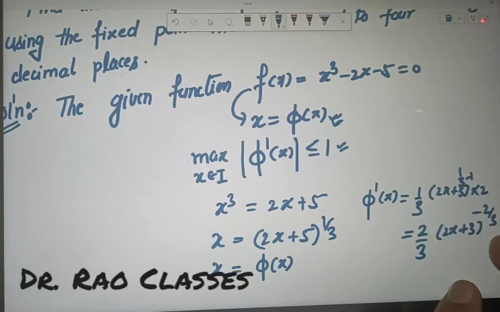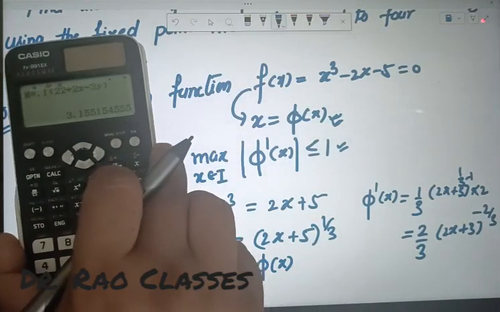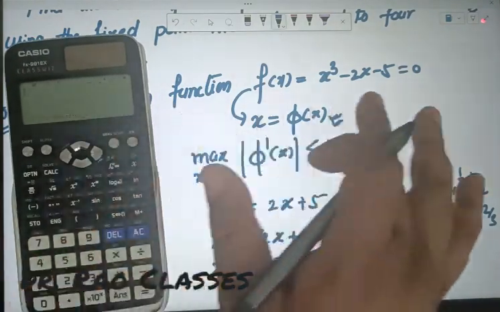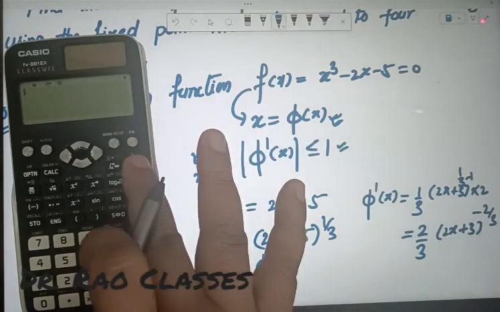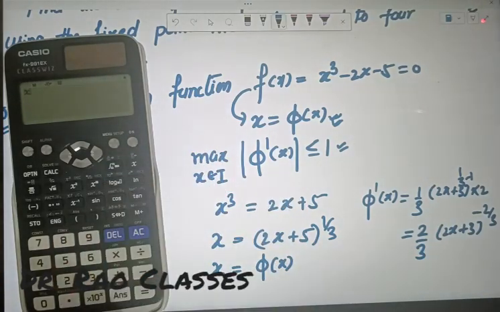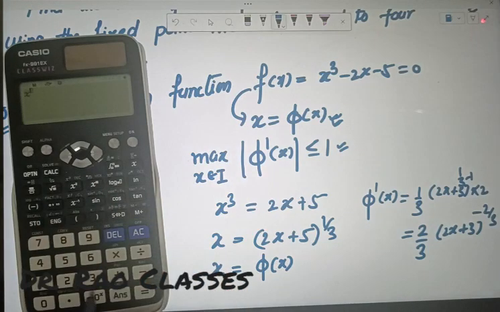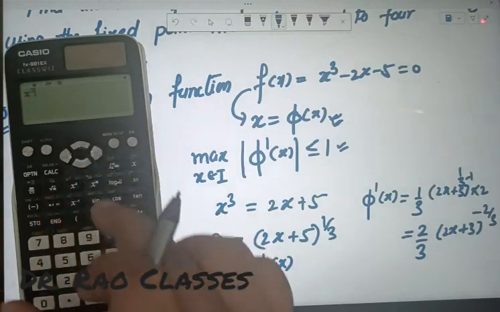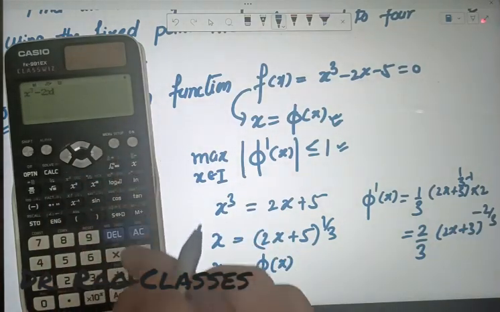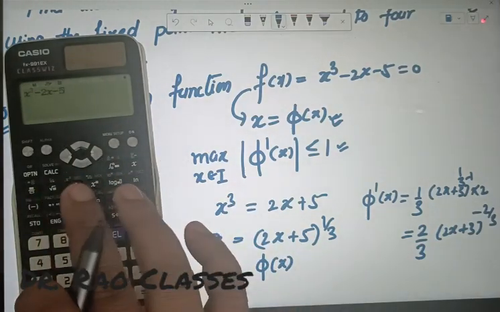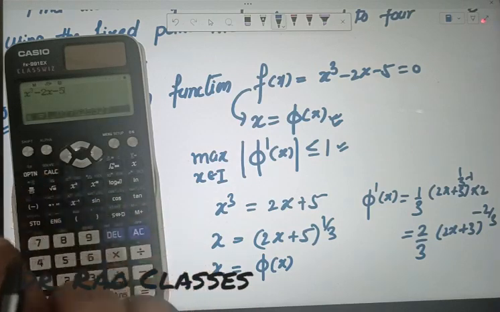Now the question is how will you type the function in your calculator? Simply I have the function of x, I will press x, then there is a box x to the power box, so press this. You can type here x to the power 3, then minus 2x and then minus 5. Then press calc.